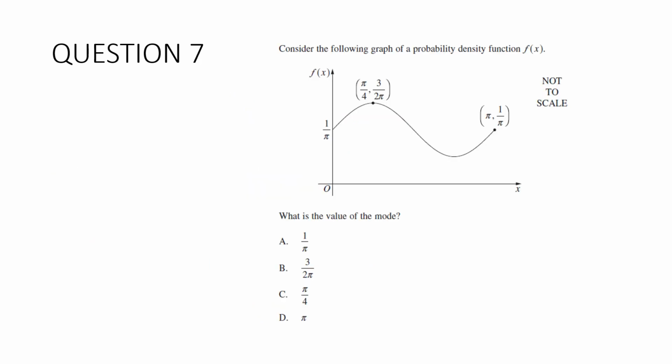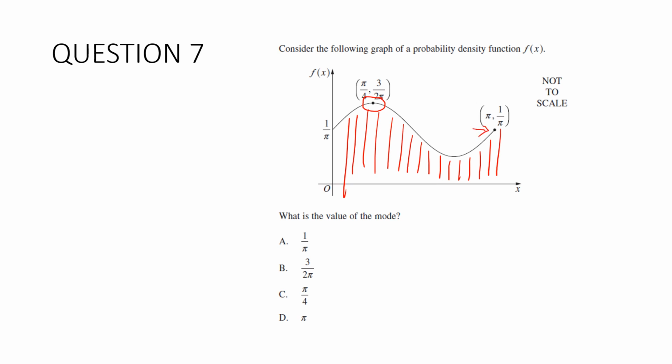Question 7. Consider the following graph of a probability density function f of x. What is the value of the mode? So remember, when we have a probability density function, all of these lines here represent the probability at different values of x. We want to know which one has the highest probability. So it's going to be at this point, isn't it?